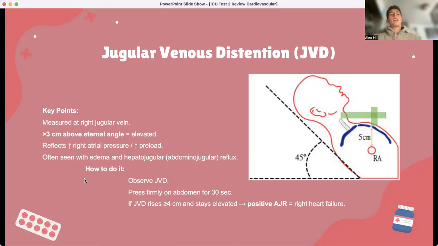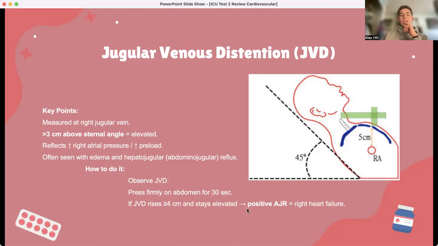Okay, so JVD. So this is with edema, heart failure. So if you measure 3 centimeters above the sternal angle, you can see the jugular vein, then you know there's a lot of that right atrial pressure backing up into the veins because the heart's not able to pump out enough to the rest of the body. So you see that with edema.